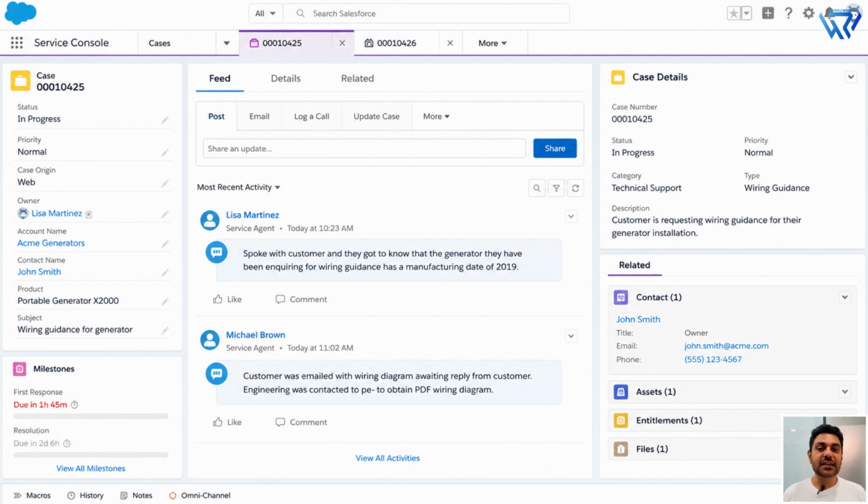Suppose service agents, while working on those cases, have raised multiple comments. Like they spoke with the customer and got to know that the generator they have been inquiring about for wiring guidance has a manufacturing date of 2019. The other case comment was, customer was emailed with wiring diagram, awaiting reply from customer. Engineering was contacted to obtain PDF wiring diagram.